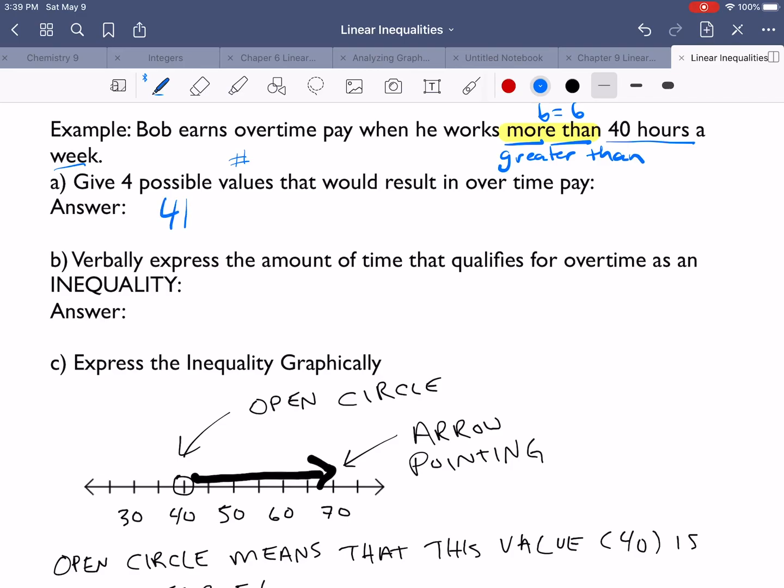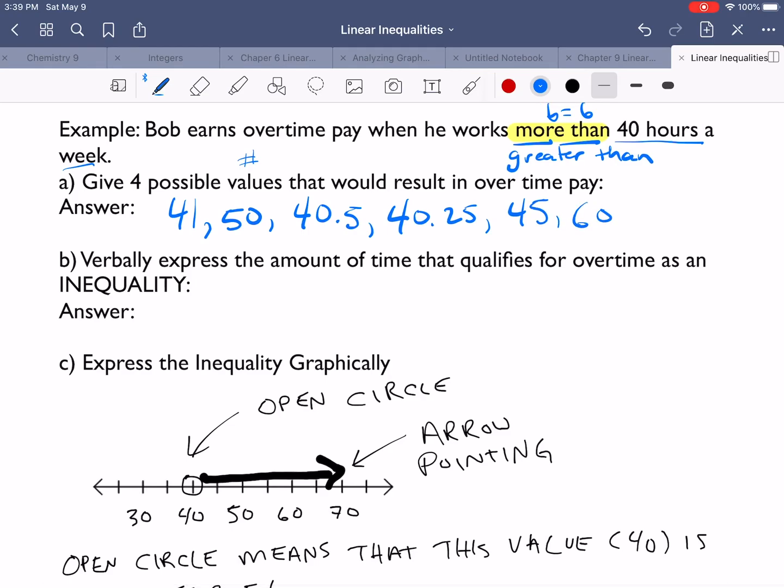So yeah, he'll get paid overtime for 41 hours. He'll get paid overtime for 50 hours. He'll get paid overtime for working 40.5 hours because he'll get half an hour overtime pay. He'll get paid for working 40.25 hours, which is a quarter of an hour, so he'd still get paid for that. And anything over 40, so like 45 or 60, whatever. So anything more than 40 hours. Super important lingo that we have to notice.